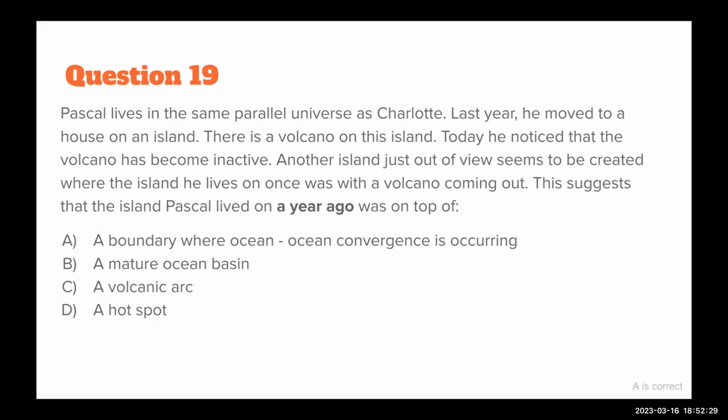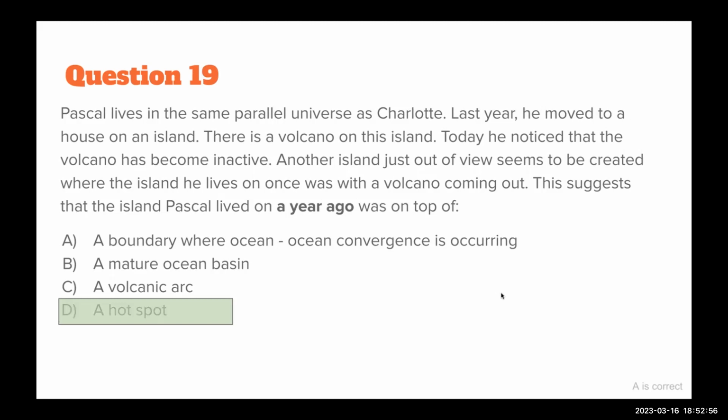Volcanic. So already looking for a volcanic arc, we would probably know that it's one in the ocean, and there has to be protruding mantle, right? Not on an arc, but a protruding island. Today, he notices that the volcano has become inactive. Another island just out of view seems to be created where the island he lives on once was, the volcano coming out. The island Pascal lived on a year ago was the top of it.